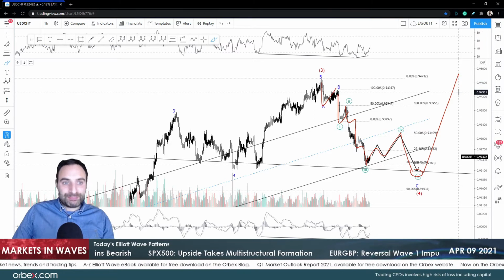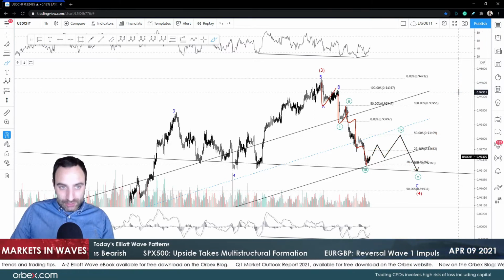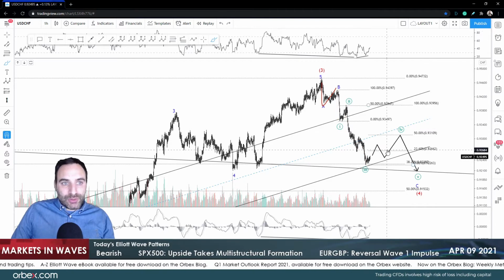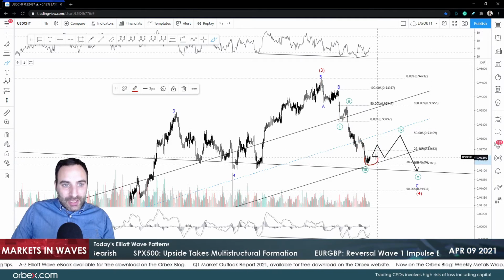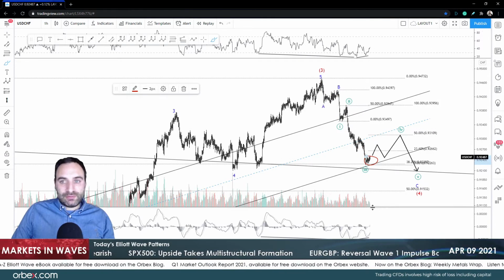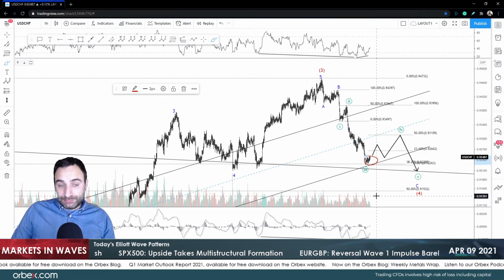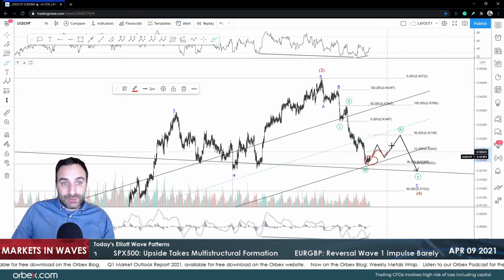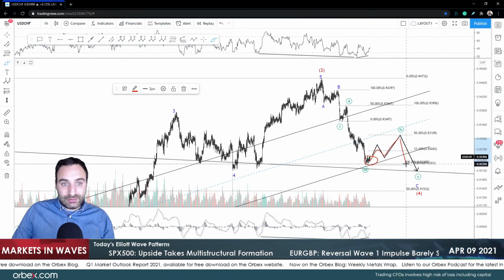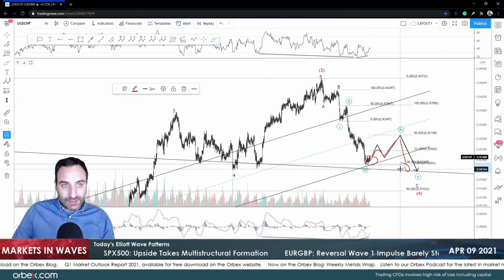And why do I see this scenario? I see this purely because the move on the upside over here is looking corrective. For this to be corrective, it means we're still in a correction, which means perhaps we're going to get this ABC over here, and then another leg down on the downside.